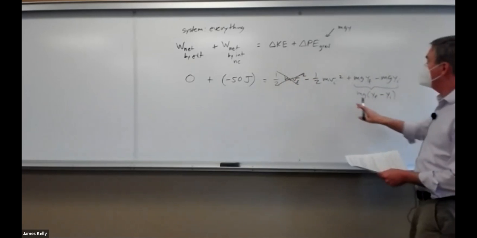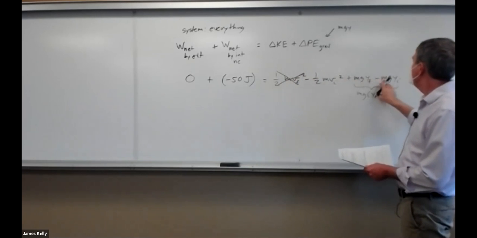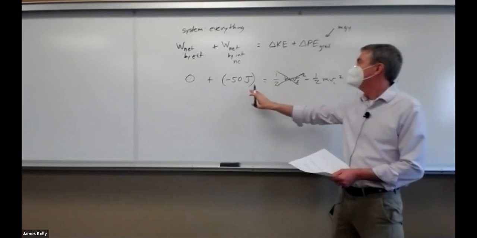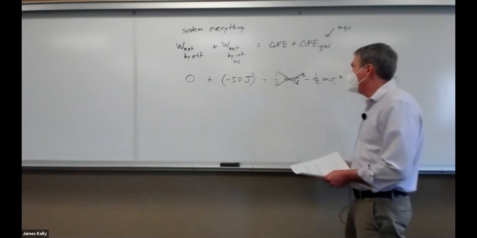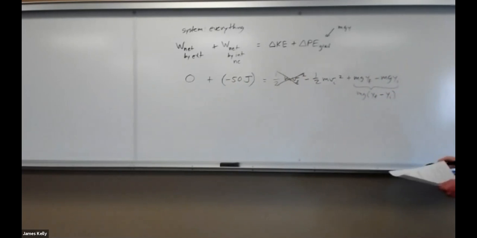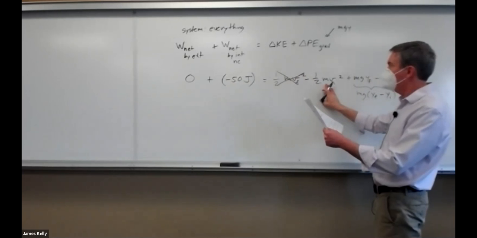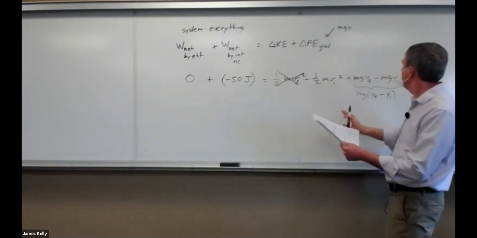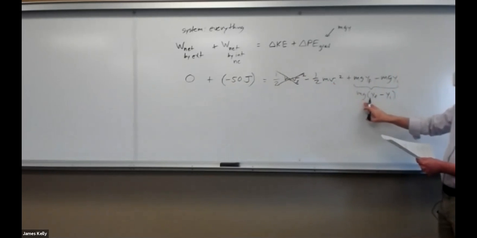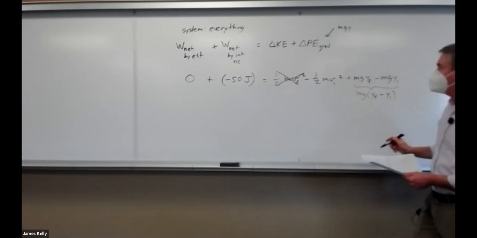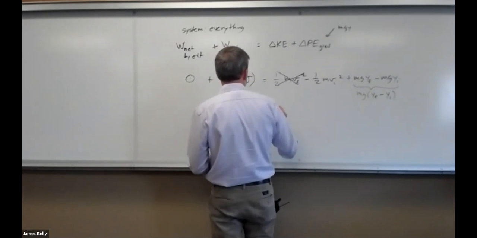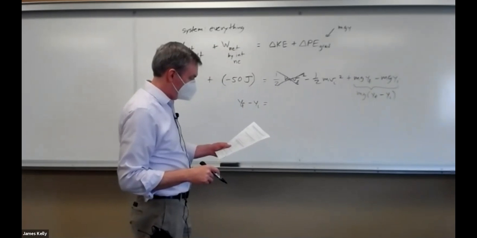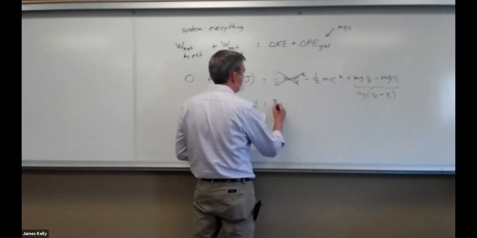And look, I have an m in every term on this side. There's no good reason to divide by m. I guess I could divide by m and have only one of them over there, but I'll leave my m in there. So I have a 1/2, m is 0.5, v initial is 30, and here I have 0.5 times 9.8 times this. So it looks like I know everything except this, and so I can solve for y final minus y initial, in other words, delta y. And I get 35.7 meters.